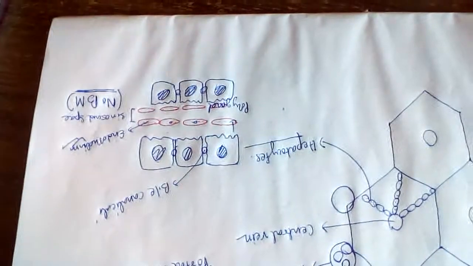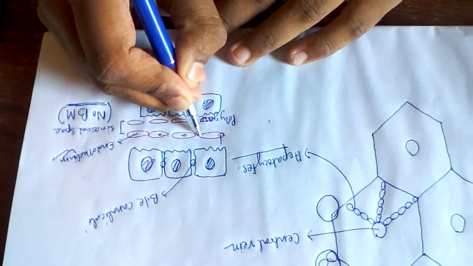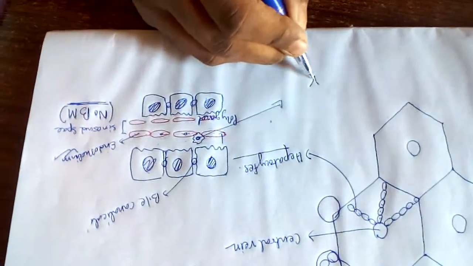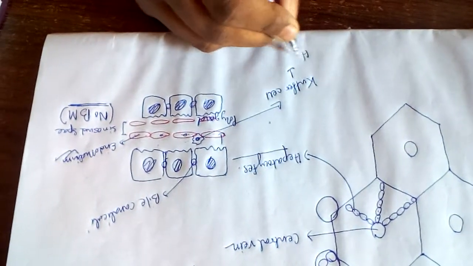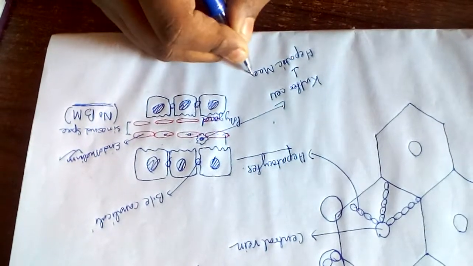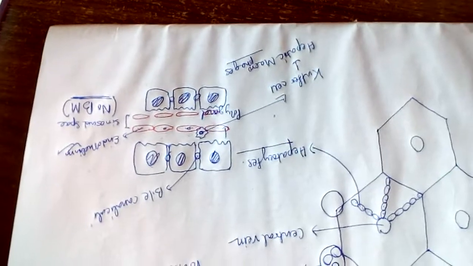Now let's come to this. There are some cells between the endothelial cells. There is a type of specialized cell. This is the Kupffer cell. It is a component of the reticuloendothelial system. Of course, everyone knows what the reticuloendothelial system is. It means the hepatic macrophage, that is, it belongs to the reticuloendothelial system.